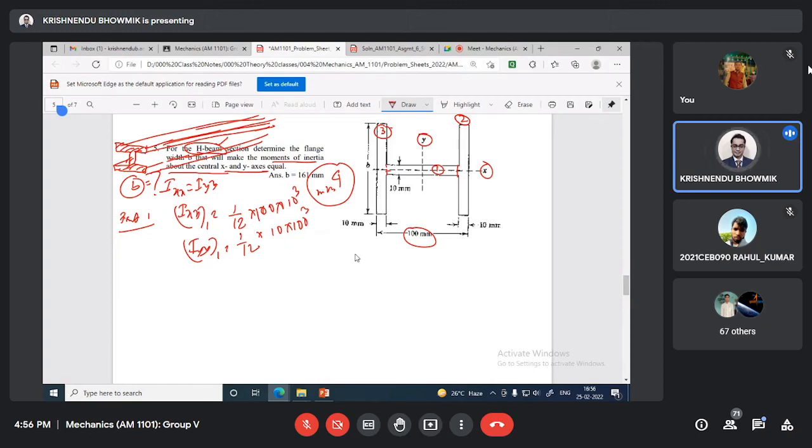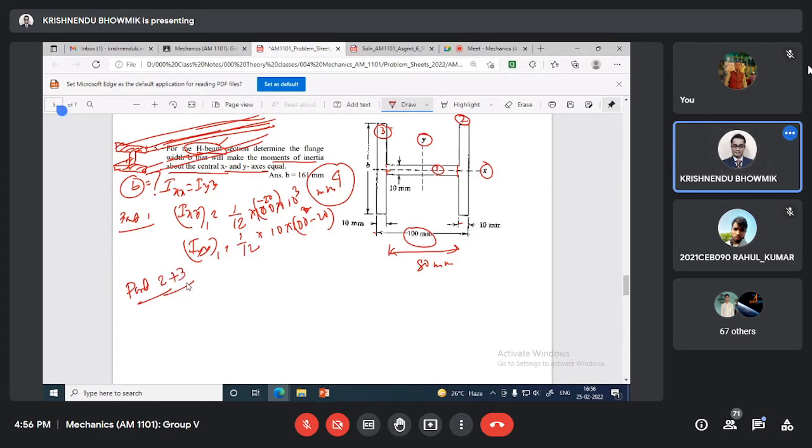Sorry, I made one mistake. If this is 100, this is 10, this is 10, so this will be 80 mm. So I should write 100 minus 20 here and here 100 minus 20. Okay, be careful with the unit. So IXX, IYY, I get part 2. Part 2 and part 3 will be the same.